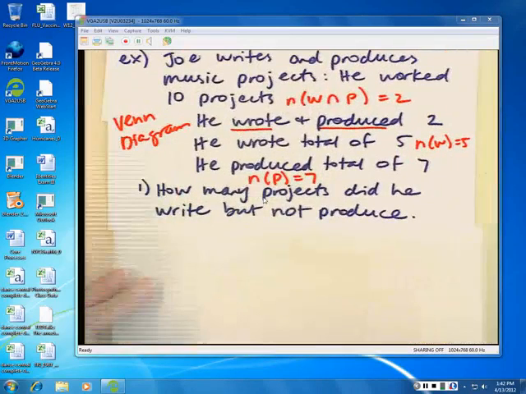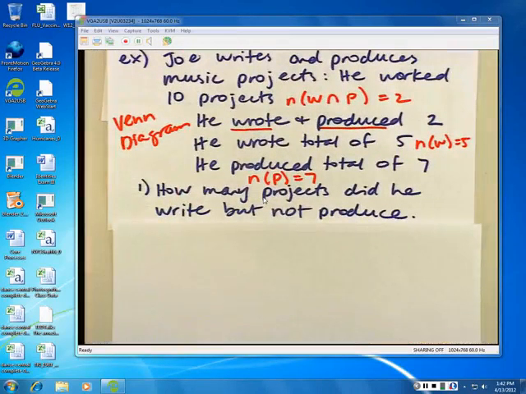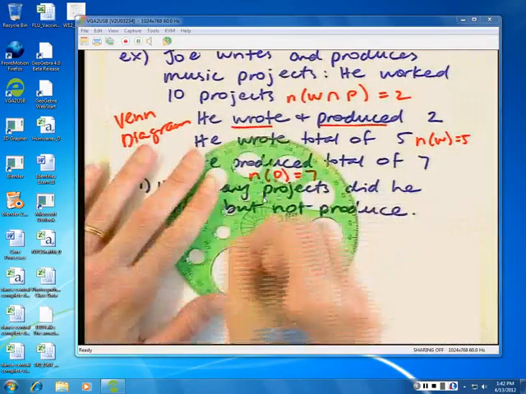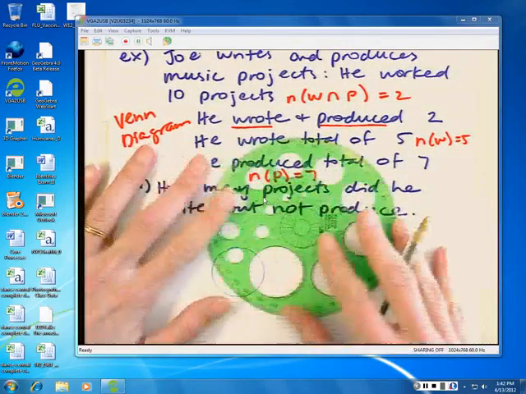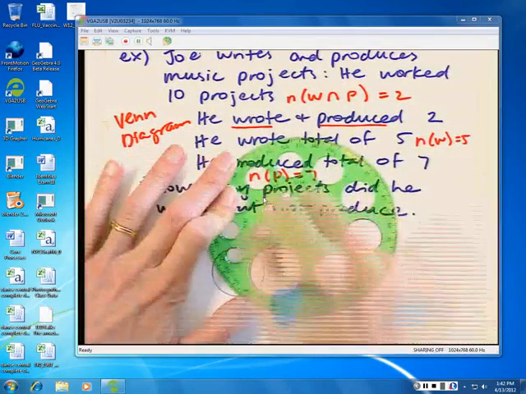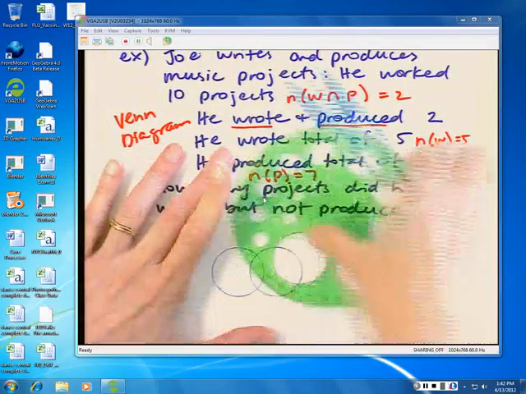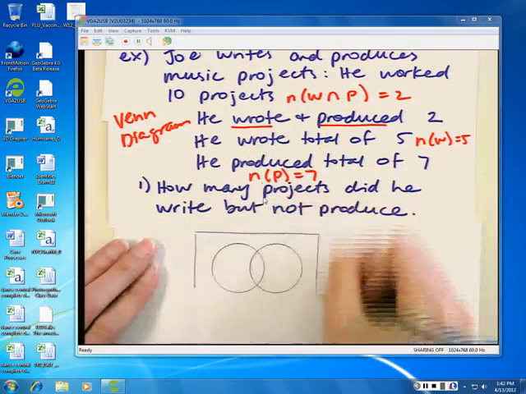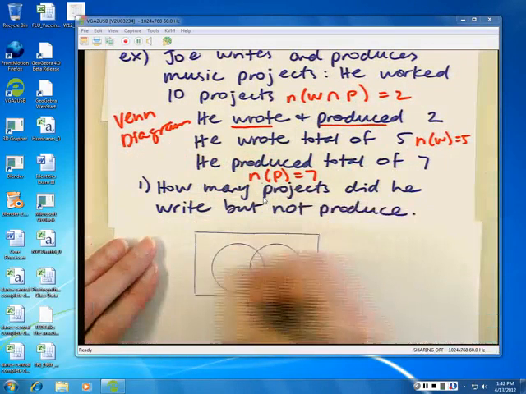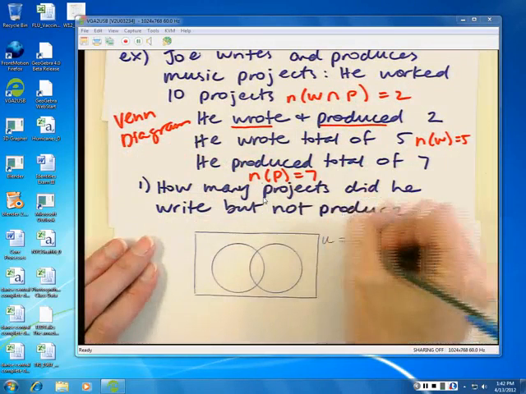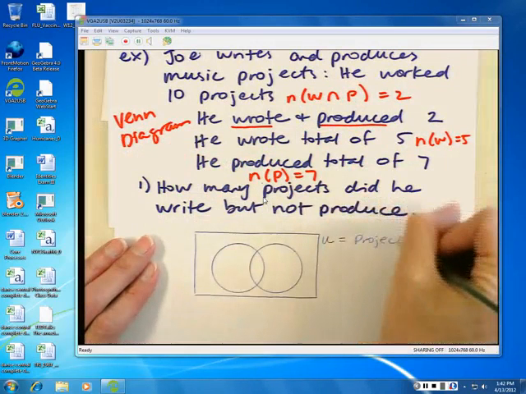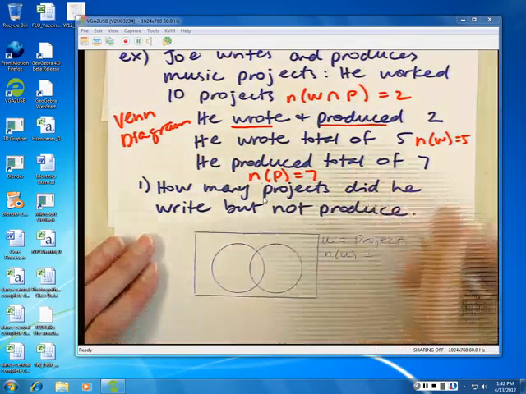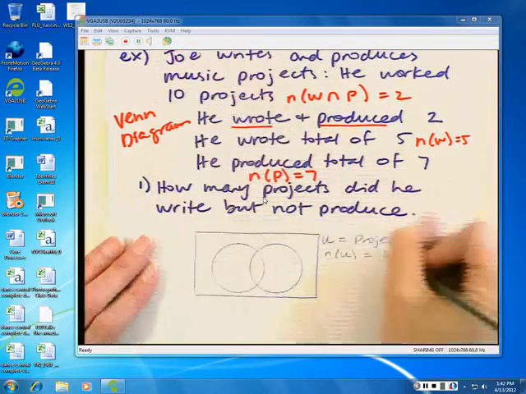Okay, so here comes our Venn diagram. I've got 2 different sets that I'm working with. As I put my 2 sets together, I've got a set here. They overlap because there's something in their intersection. So there are my 2 sets. It's a Venn diagram, so I can even draw a box around this. I can think of my universal set as the set of all of his projects. And I know that the number in the universal set, he worked on 10 projects total. So there it is, 10.